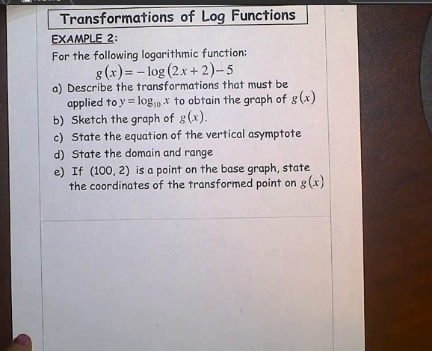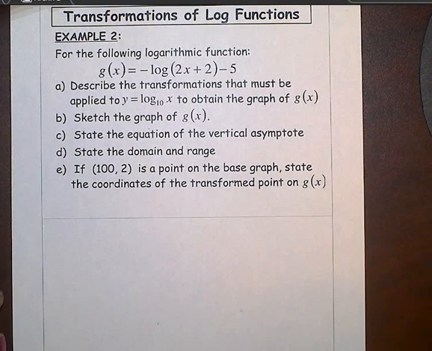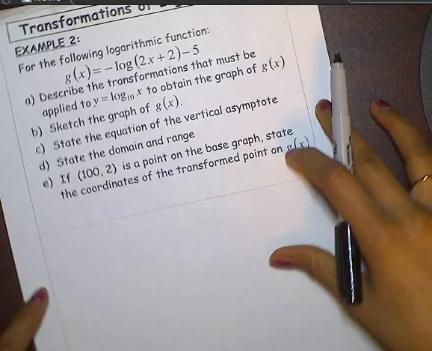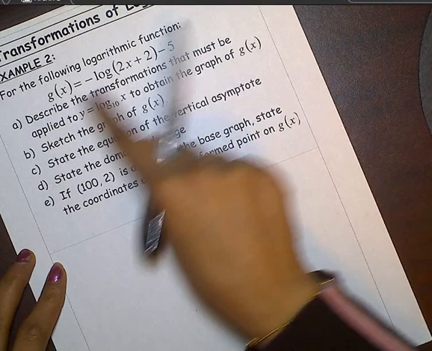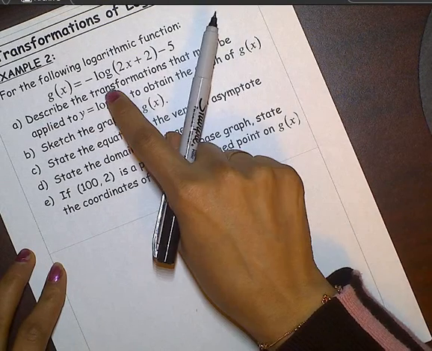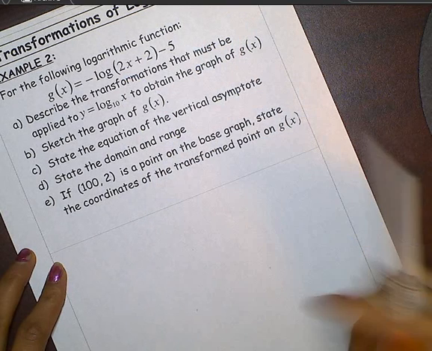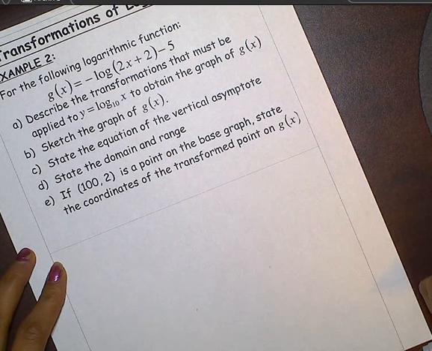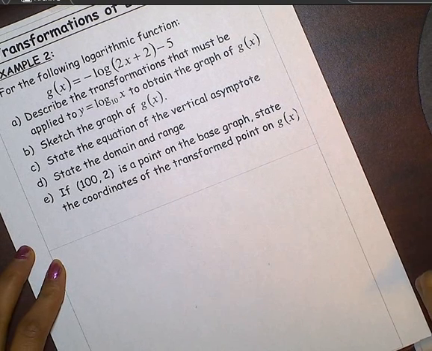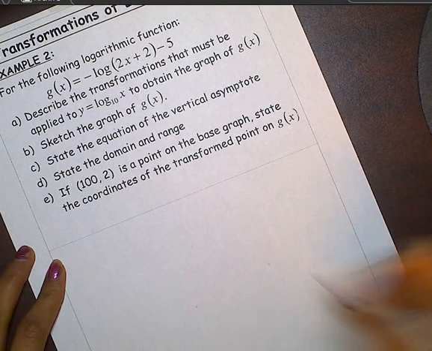Okay, so let's start off with example number 2 now. For this example, it says for the following logarithmic function, g of x equals negative log 2x plus 2, minus 5, describe the transformation that must be applied to our base function y equals log base 10 of x to obtain the graph of g of x.